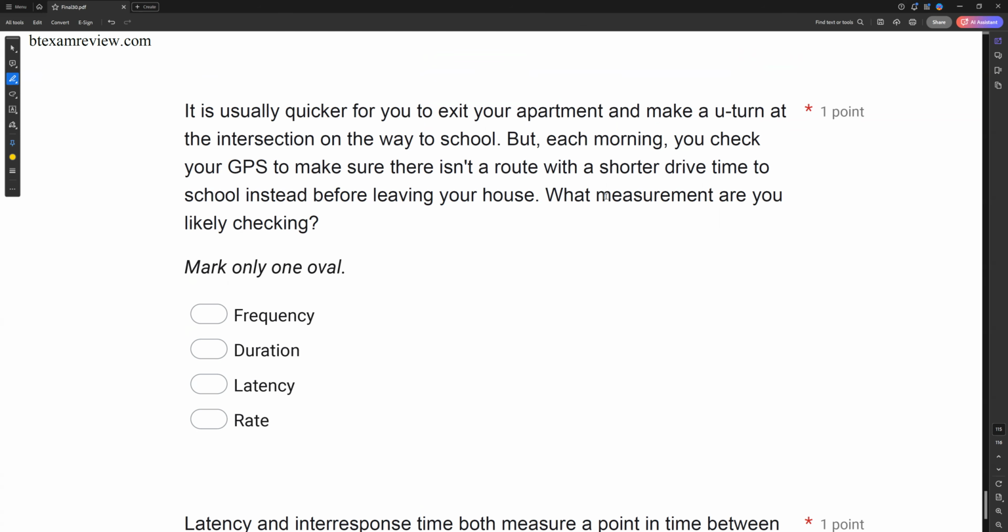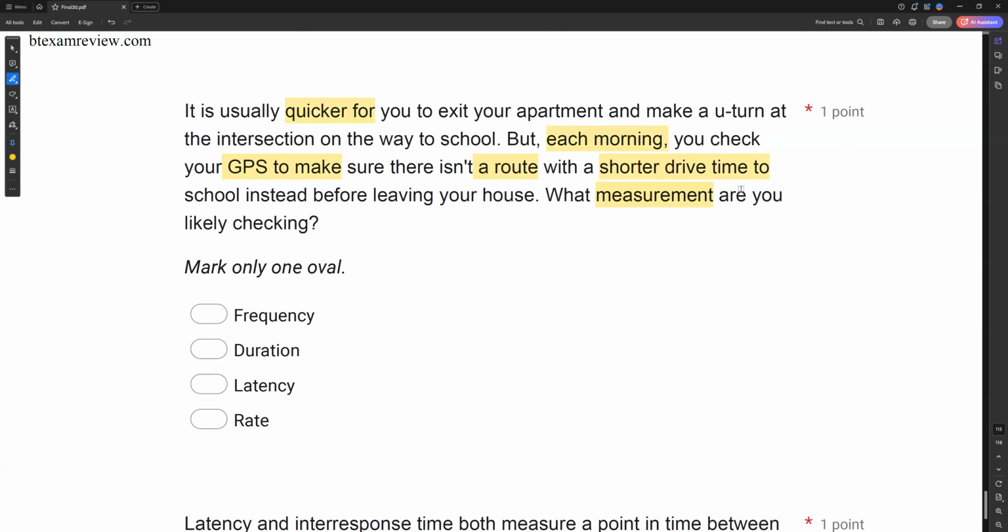All right, we have a measurement question, and we need to figure out what measurement we are looking at here. And what do we know so far? Well, we know you are looking for a quick route because it's usually quicker to exit your apartment and make this U-turn. However, every morning, you're still checking the GPS for the route with a shorter drive time. So if you're comparing routes to figure out the shorter or the longer drive time, what measurement are you looking at? A, frequency. Are you counting anything on the route?